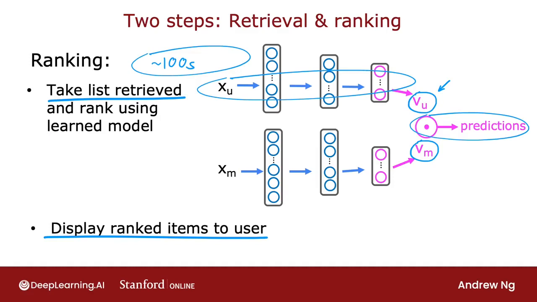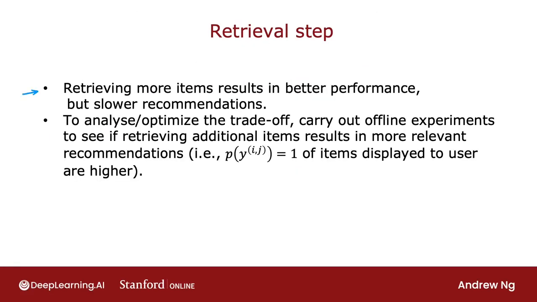One of the decisions you need to make for this algorithm is how many items do you want to retrieve during the retrieval step to feed into the more accurate ranking step. During the retrieval step, retrieving more items will tend to result in better performance, but the algorithm will end up being slower. To analyze or to optimize the trade-off between how many items to retrieve, do you retrieve 100 or 500 or 1,000 items?